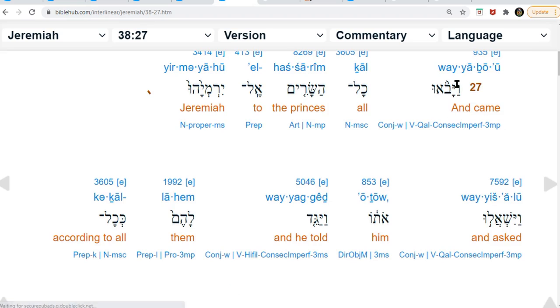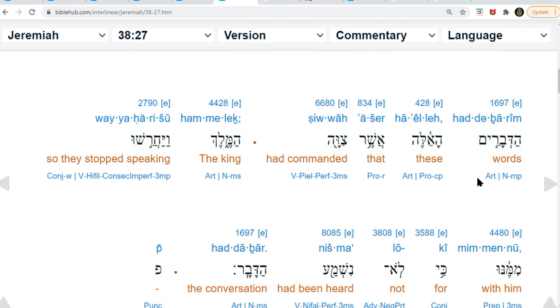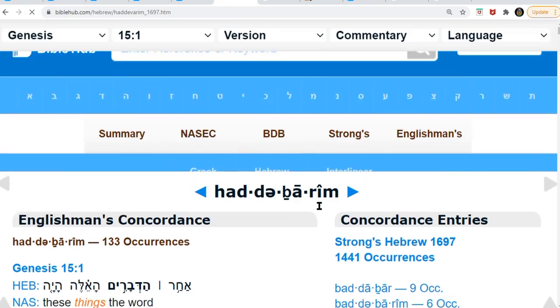I found this word, who vow, and I find words, and once I get them pretty much figured out what they mean, I find everywhere they're at, and it helps me decode the rest of these words. And I found the meaning for this word here. They just say it means words.